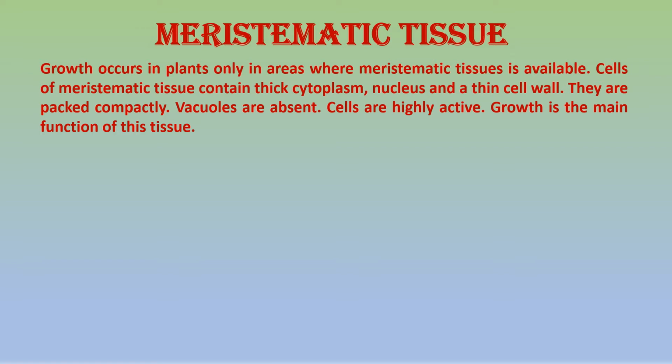Now, the cells of meristematic tissue contain thick cytoplasm, nucleus and a thin cell wall, and they are packed tightly or compactly. Vacuoles or empty spaces are absent, and these meristematic tissue cells are very highly active and have to be active because growth is the main function of this tissue.